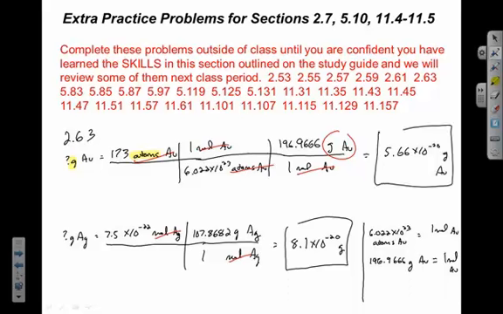So since the number is larger for the silver, that means that quantity of silver is more mass than that quantity of gold.